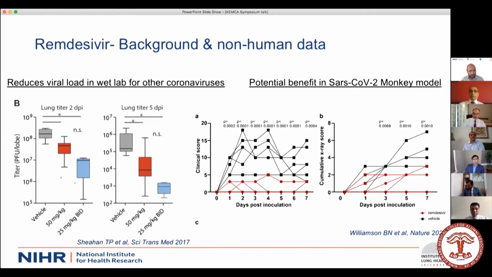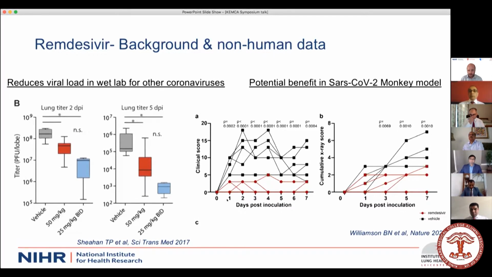In the wet lab, remdesivir showed a lot of promise. So this is, as you can see from this study, actually well before the SARS-2 pandemic, but was based on other coronaviruses. And you could see in the lab, actual viral loads were reduced dramatically when we gave therapy. So remdesivir in the wet lab looked well. More recently, there's been a SARS-CoV-2 rhesus monkey model, which seemed to suggest that clinical improvement was more likely in those with remdesivir.